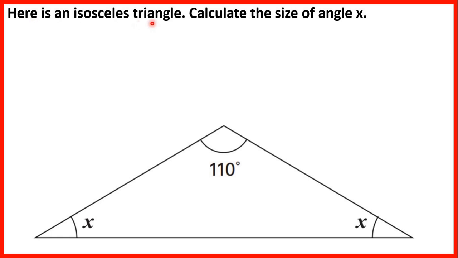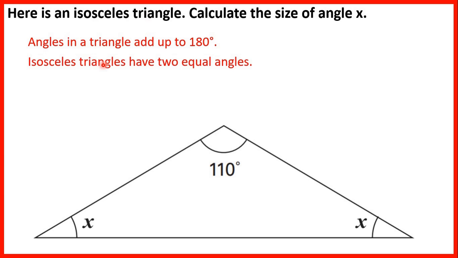Here is an isosceles triangle. Calculate the size of angle X. So when we're calculating angles in a triangle, we need to remember that angles in a triangle add up to 180 degrees. Now we're told that this is an isosceles triangle, and isosceles triangles have 2 equal angles.